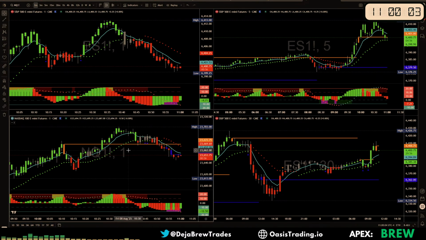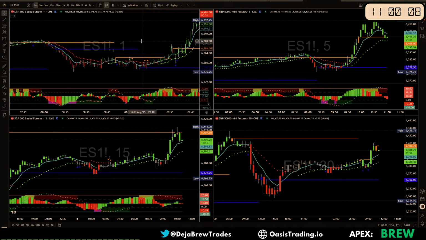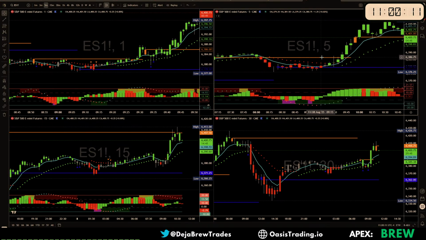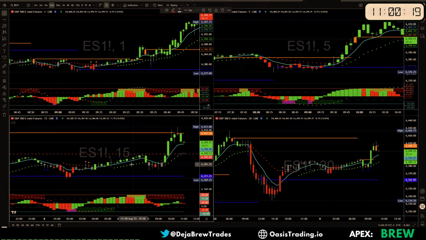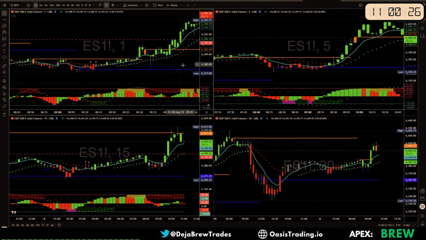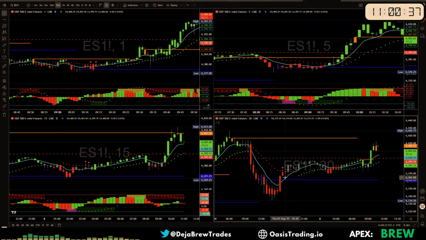So here's the 1, here's the 5. I'll put the 15 here. And here's the 30. So if I mark out 90 on every chart here, it was a little bit early on the 1 minute. It broke a couple levels before 90.